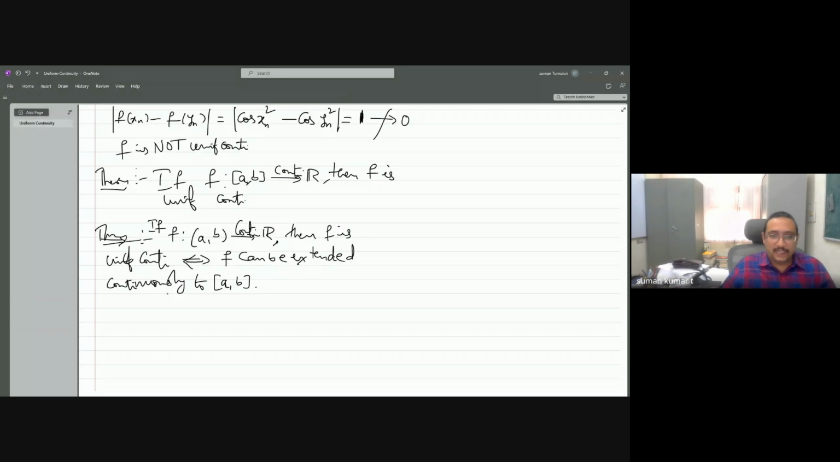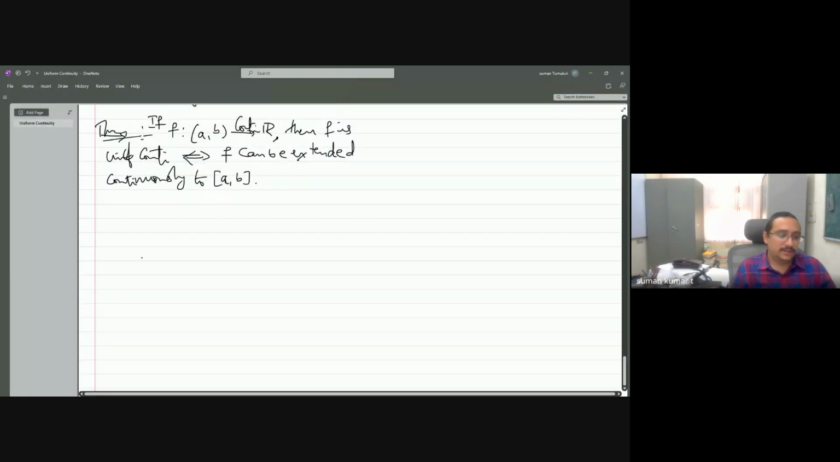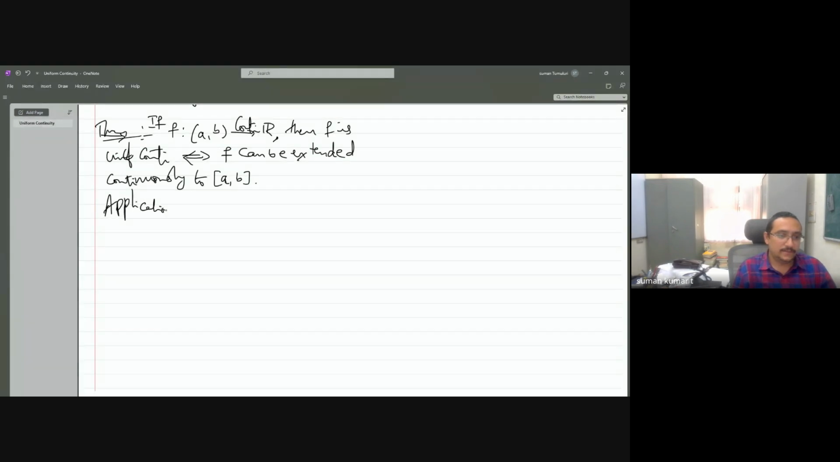Okay, so I'll quickly give you an application, and then I'll go for questions. Suppose you take f of x. F is a function from the open interval 0 to 1 to R, f of x equal to root x. Is it a uniformly continuous function?